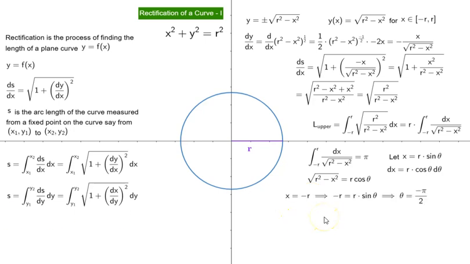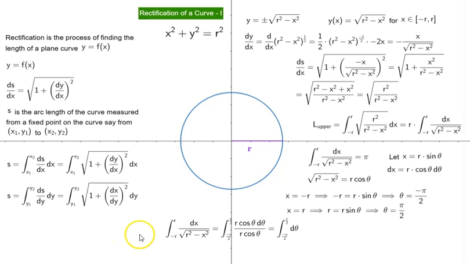Now, we have to take care of the limits now because we are using substitution. So x is equal to minus r means minus r is equal to r sine theta. So for what value of theta will sine be minus 1? Theta would be equal to minus pi by 2. Similarly, x equal to r means r is equal to r sine theta, which implies sine theta equal to 1, which means theta is equal to pi by 2.